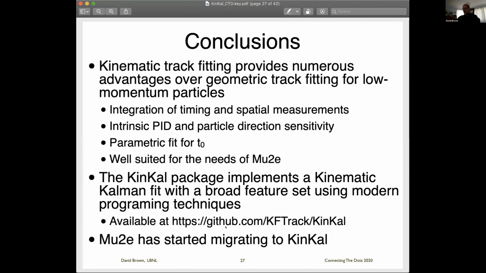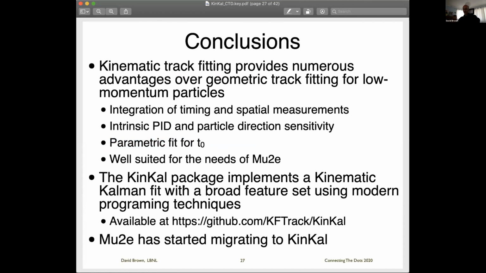So in conclusion, kinematic track fitting provides advantages over geometric track fitting, especially for low momentum particles, through the integration of the timing and spatial measurements. For drift chambers, those are intrinsically combined, and this is a natural way of dealing with that combination. It provides intrinsic particle ID and particle direction sensitivity and allows us to directly fit for T0 per track with all the correlations implicit. It's a well-suited package for the needs of Mu2e.